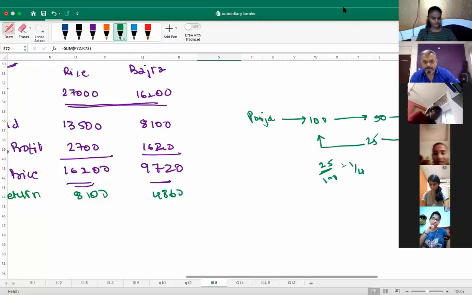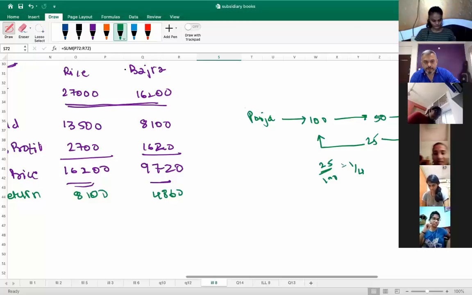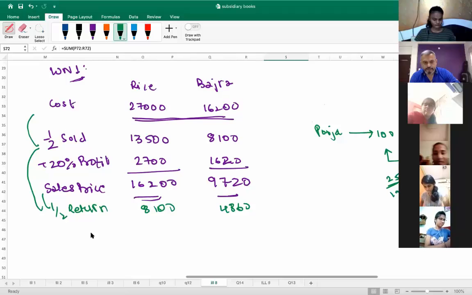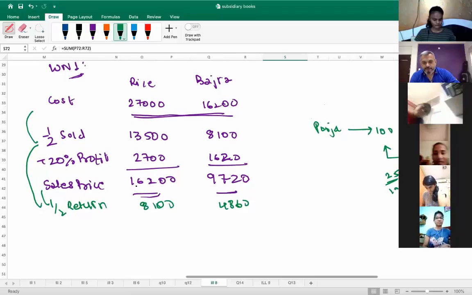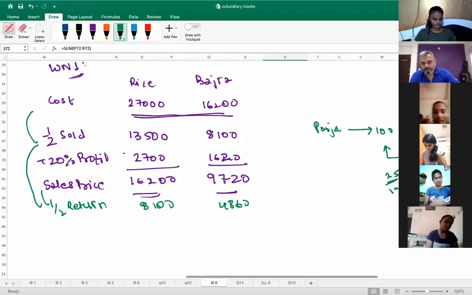Sir, what about the 20% profit that was added? But this will be 25% of the cost only, right? Sir, in the selling to Prarthana Traders we had added 20%, right? See, one way you can do is: this 27,000 is the cost. Half of it, 13,500, was sold for 16,200, so what is the cost of 8,100? You can do it like this, so half of this will come to 6,750, which is 1/4 of 27,000.